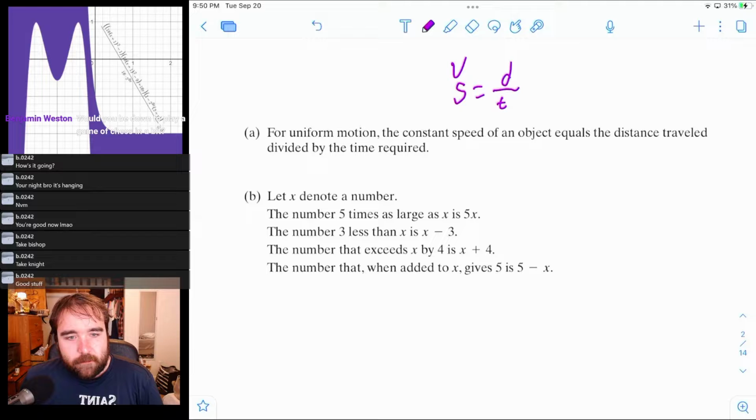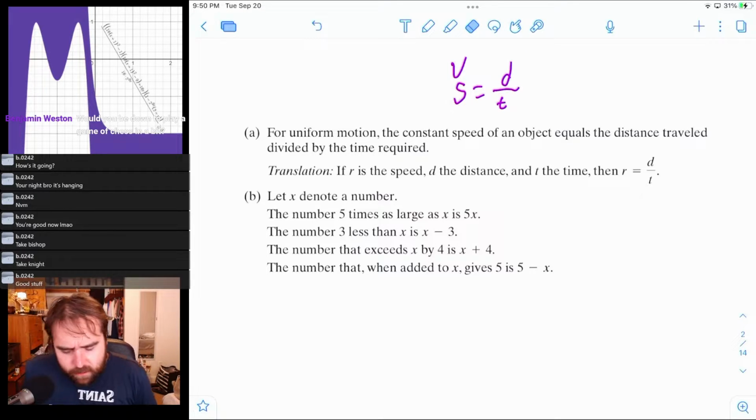And then, let's see what they have. They have, if r is the speed and d is the distance and t is the time, then r is d over t. So see, they used r instead of speed or velocity, which is fine because it's a rate. So that makes sense.